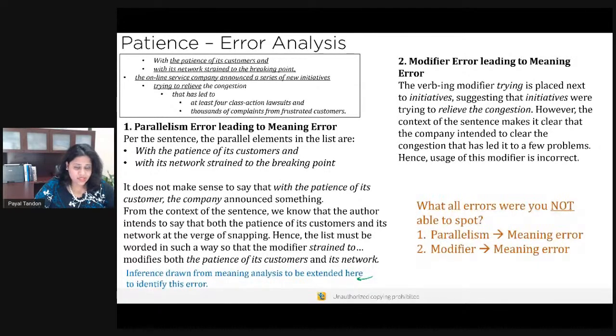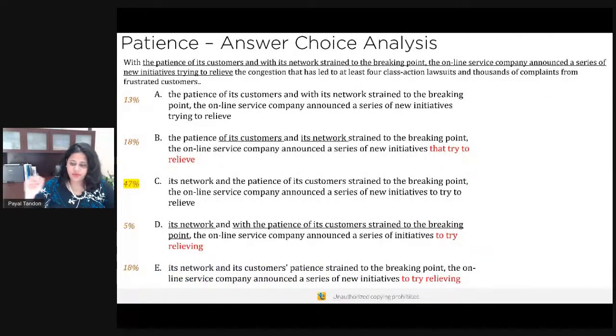Now, at any point in time, if you have any questions about, let's say, parallelism error leading to meaning error, you put a forum post query and Shraddha over here is going to respond to you. We make sure that, first of all, we have such detailed solutions so that queries don't come in the first place. Even if there is a query, we respond to it so that your doubts are addressed right at that point when you're preparing. Okay. Now let's come to the answer choice analysis over here.